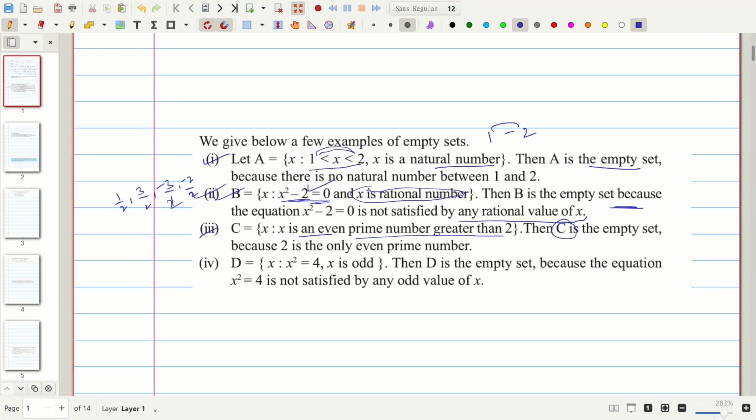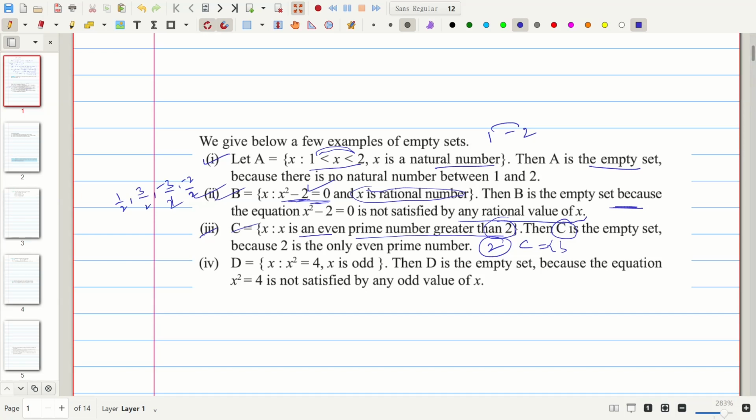Why? Because there is no even number greater than 2 that is prime. 2 is the only even number present among the primes. So therefore it is an empty set. C does not contain any element, so we can say C is an empty set.